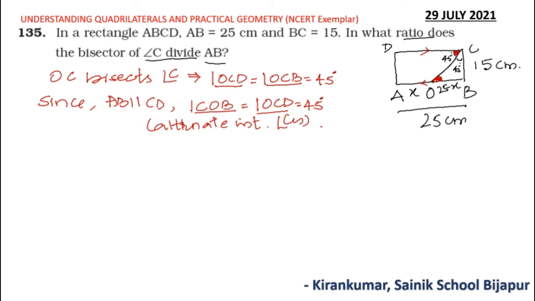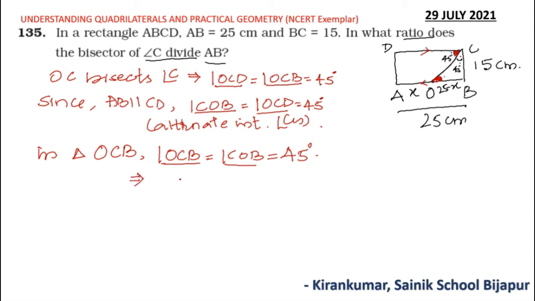You just observe the triangle. In triangle OCB, we have angle OCB equal to angle COB. This is angle COB. These two angles are equal now and both are equal to 45 degrees. In an isosceles triangle, there will be two sides equal and the corresponding angles also will be equal. Means the sides opposite to equal angles are equal. This implies OB will be equal to BC.